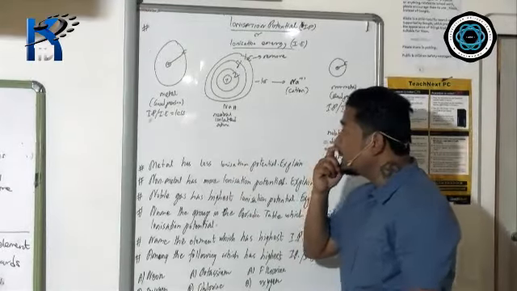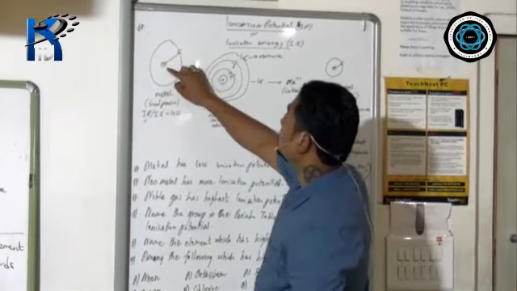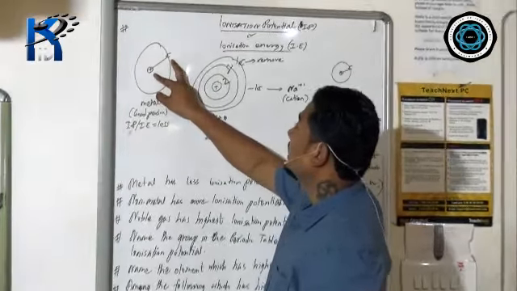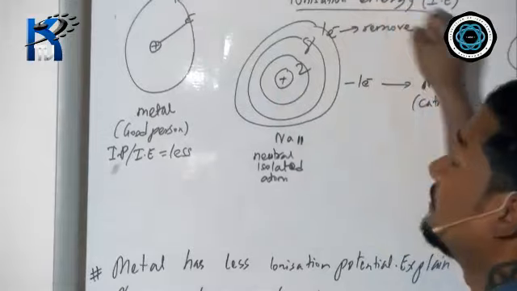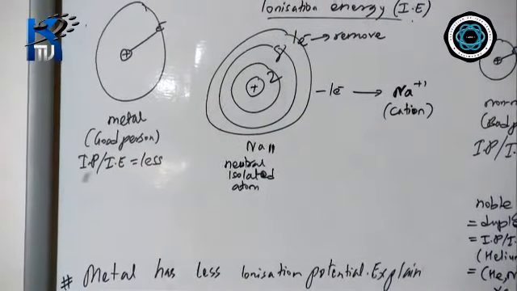So what will be the answer then? Metal atomic size is larger, due to which the force of attraction between the nucleus and the outermost electron will be less. As a result, less energy will be required to remove the electron. Hence, it will have less IP or less ionization energy.